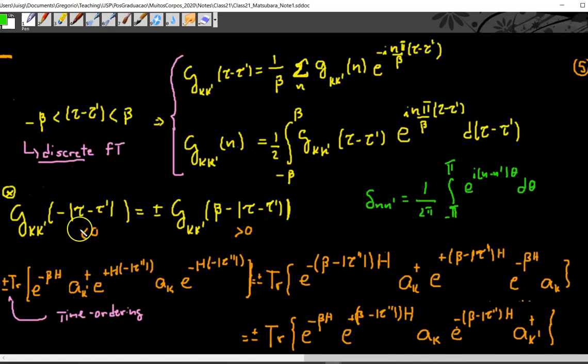So the symmetry is this: if I have this calculated at a negative tau minus tau prime, and this is the absolute value, so this is a negative number, this will be equal to plus or minus, depending on whether you have bosons or fermions, of g k k prime at beta minus this number, which would be positive, right? So why does the symmetry come? If this is true, of course I can break my integral in terms of only negative arguments and replace by this, and then I'll have a function over positive values, and I can take my integral from zero to beta.